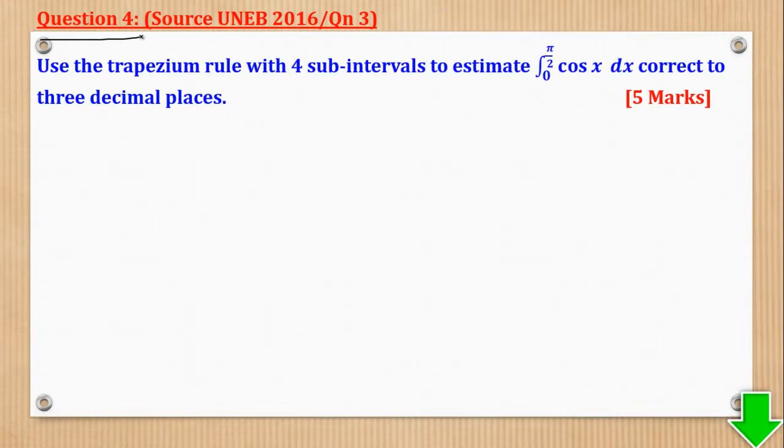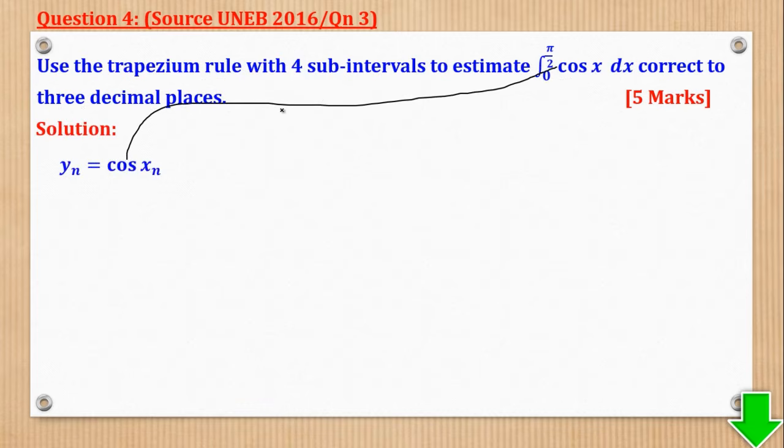Now we shall go to question 4, which came from UNEB 2006 paper 2 question 3, and says using the trapezium rule with 4 sub intervals, estimate this integral correct to 3 decimal places. So like I've already said, we are first getting the value of y, which is the given function, then get the value of h, upper limit minus lower limit divided by, now here they have given sub intervals, so you don't subtract off 1. I think you remember that when they give you sub intervals or strips, you don't subtract off 1, but when they give you ordinates, you have to subtract off 1.